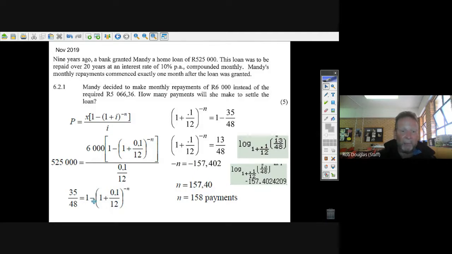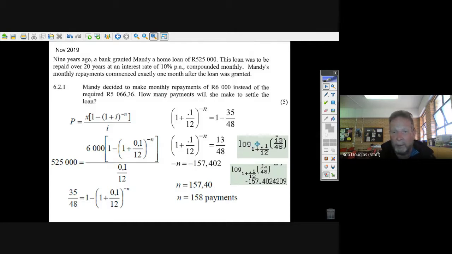Now, I don't like that minus, so I'm going to add it to both sides. So here, look, it became plus. And I subtract 35 over 48 from 1. You could do it on your calculator, but it equals 48 over 48 minus 35 over 48, which is 13 over 48.